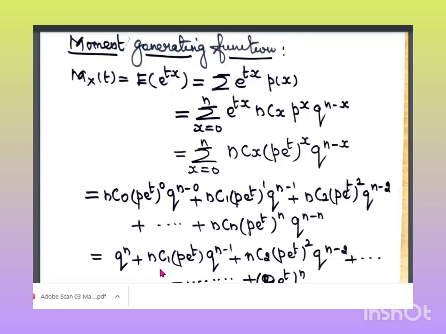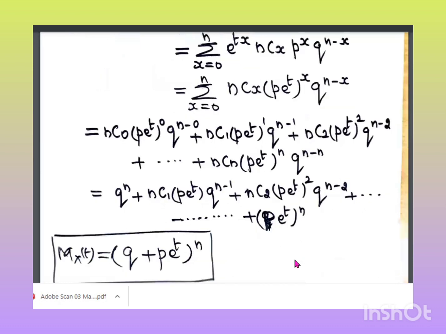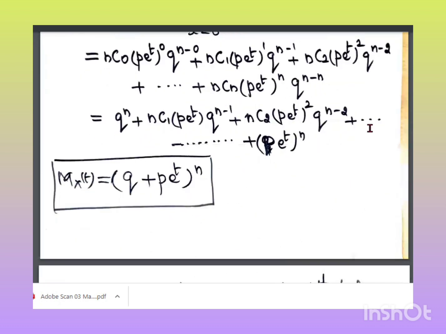Plus nC1 p e power t power 1 q power n minus 1, plus nC2 p e power t power 2 into q power n minus 2, plus and so on, plus the final one, nCn. nCn will become 4C4, 1C1, 2C2, 3C3, value is 1. So nCn value is 1 into p e power t power n, q power n minus n, which is q power 0, which is 1. So 1 into p e power t power n will be plus p e power t power n.